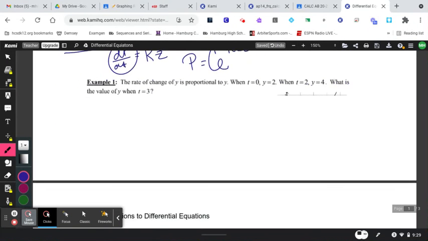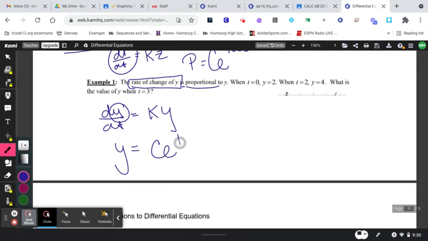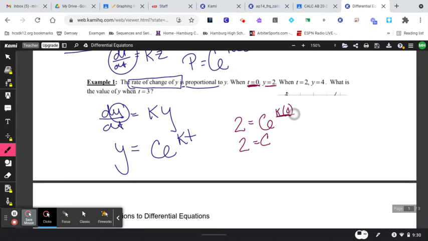All right, so let's apply one quick example here. The rate of change of y, so dy/dt, is proportional, is my k, my constant of proportionality, to y. All right, so again, as soon as I write that out, I'm saying, bam, I know this is y equals Ce^(kt). All right, so let's plug in what we know. When t is 0, y is 2. So I have 2 equals Ce^(k times 0), which is 2 equals C. k times 0 is 0, e to the 0 is 1, so I basically get 2 is equal to C.